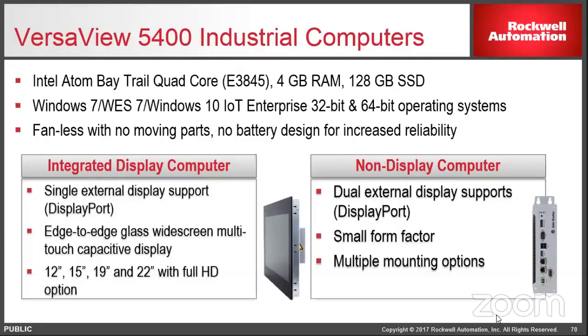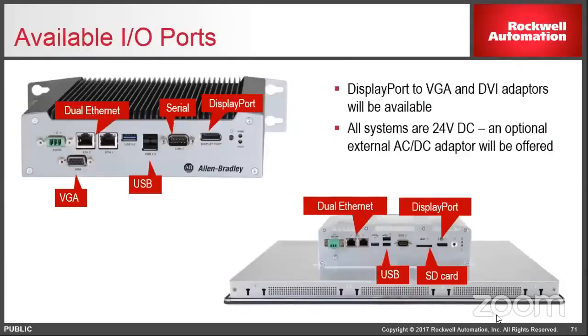So there are two classes of product here. We have the integrated display, a 12-inch wide here, going up to a 22-inch wide full HD model, with multi-touch projected capacitive screens. On the box PC side, it looks exactly like the one right here. You can hook up two 1080p monitors and run your application. Very, very simple PC. Zooming in on what the ports look like, these are all DC: 12 to 24 volt DC on the box, and 24 volt nominal on the panel.